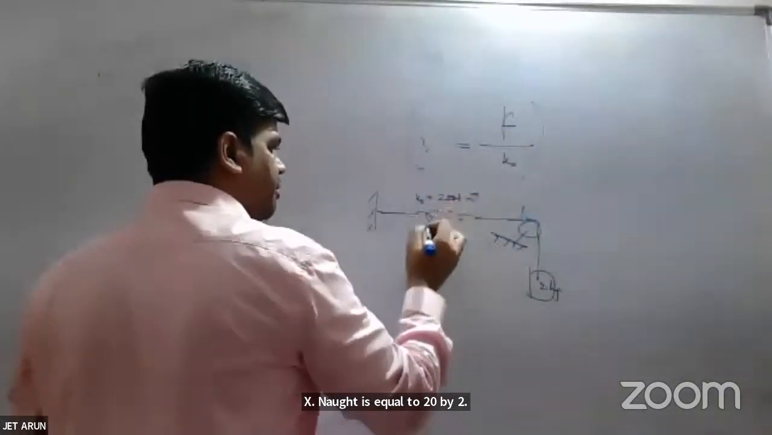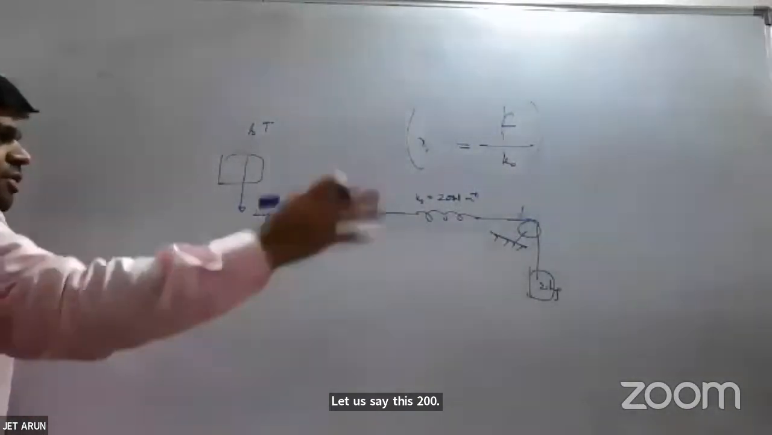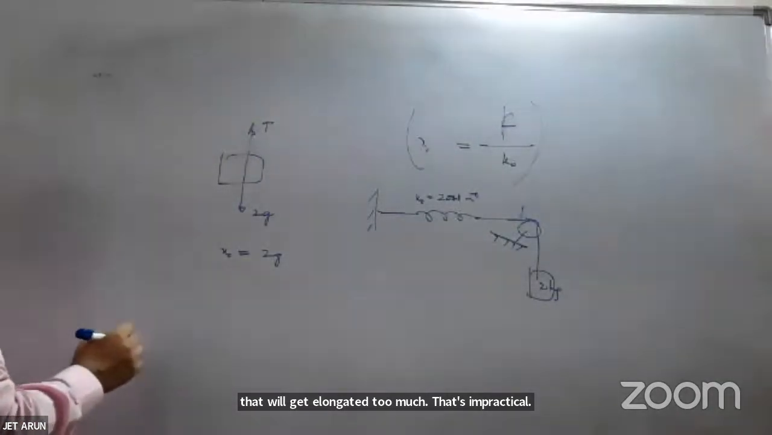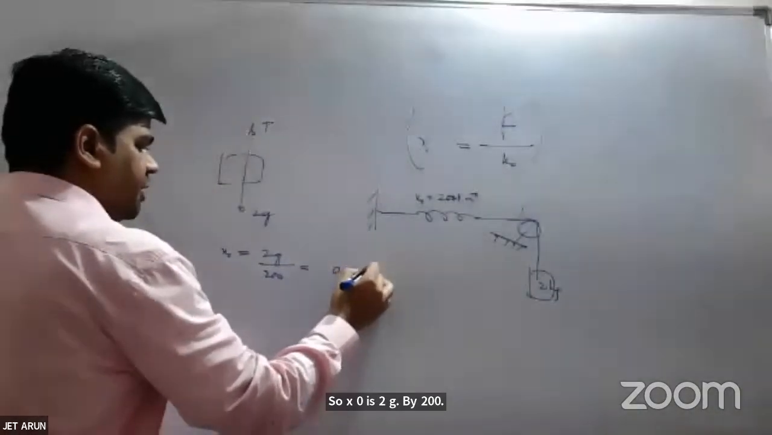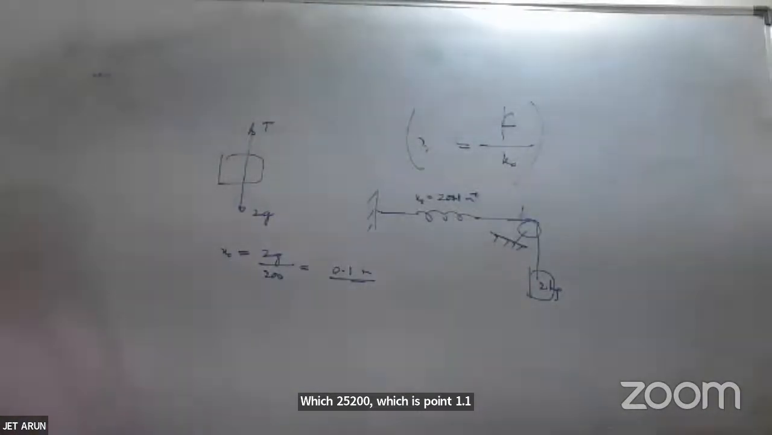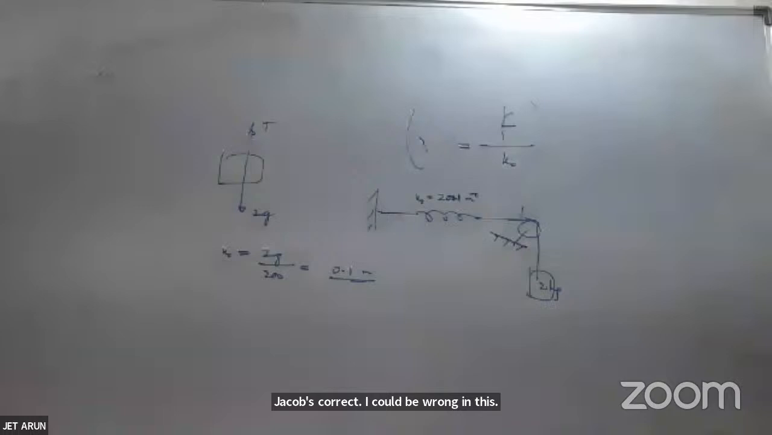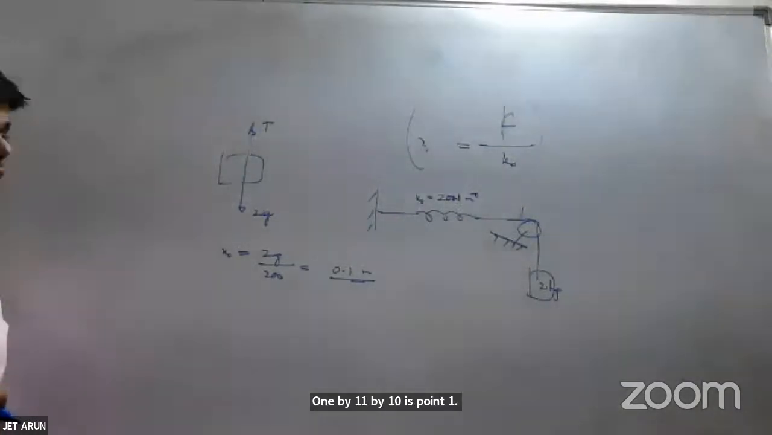Let us say K naught is 200. It's a pretty stiff spring, otherwise it will get elongated too much, which is impractical. So X naught is 2G by 200, which is 20 by 200, which is 0.1 meters or 10 centimeters. Check if it's correct, I could be wrong in this. Yeah, 20 by 200 is 1 by 10, and 1 by 10 is 0.1 meter. All right, so that's fine.